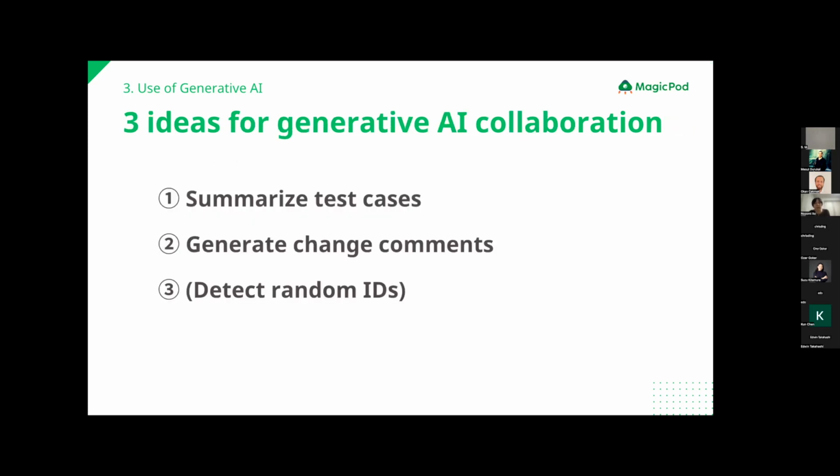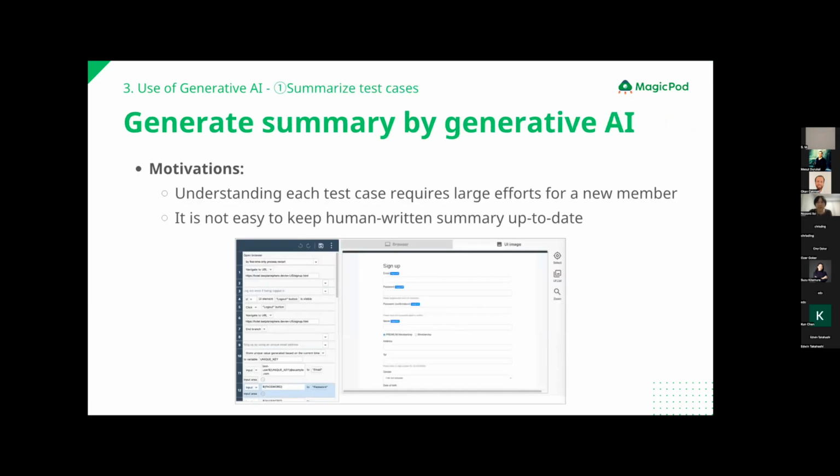Instead, I have been thinking about these three ideas for generative AI use with MagicPod. The first one is summarizing test cases, and the second one is generating change comments. And the last one is detecting random IDs. Actually, I found the last idea didn't work well, unfortunately. I will explain each topic anyway.